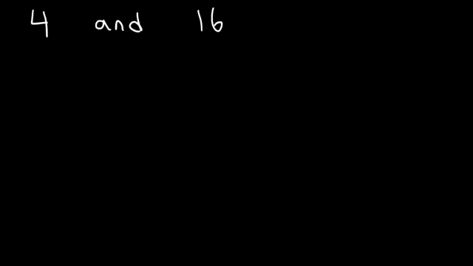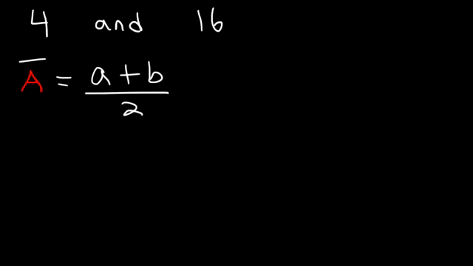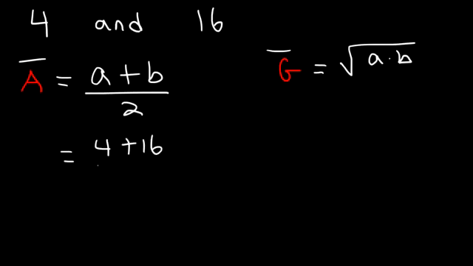Consider the two numbers 4 and 16. What is the arithmetic mean of 4 and 16? To calculate the arithmetic mean, let's represent it by A. It's simply the sum of the two numbers divided by 2. And to calculate the geometric mean, let's call it G, it's simply the square root of the product of A and B.